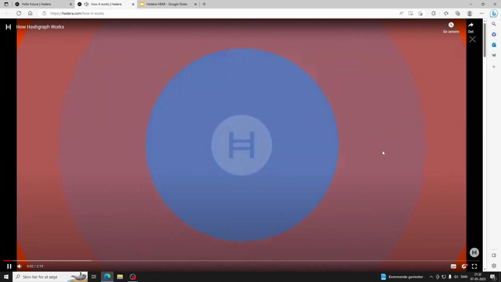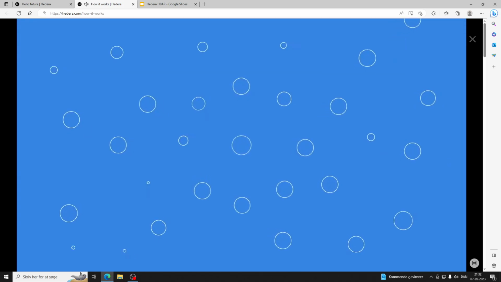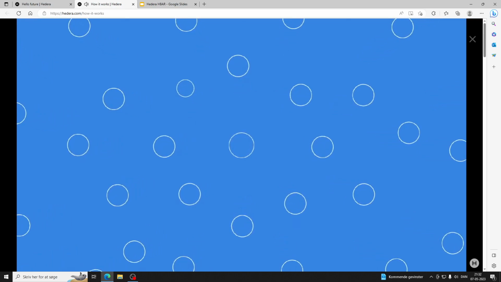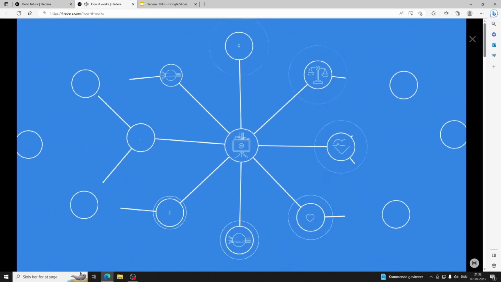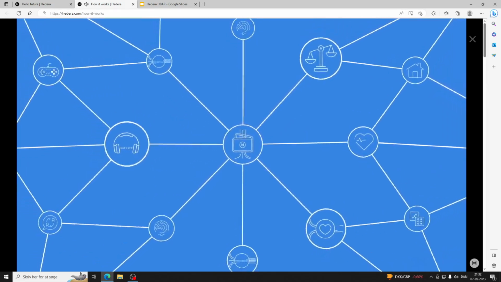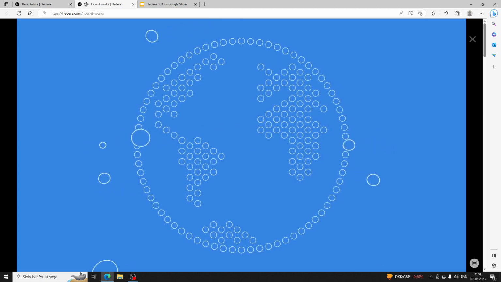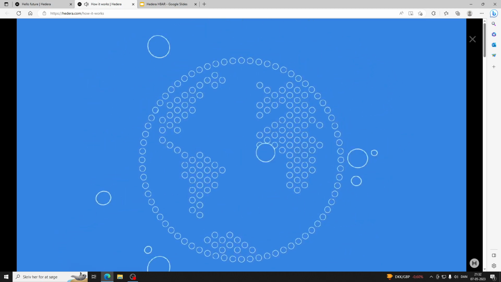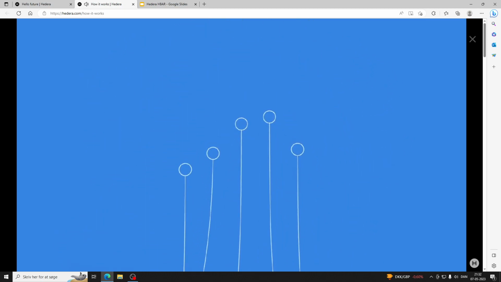Hedera Hashgraph is a public distributed ledger that maintains the highest standards of performance, fairness, and security for decentralized applications at internet scale. Hashgraph is the underlying consensus algorithm that achieves high performance and absolute finality. So how does Hashgraph actually work?